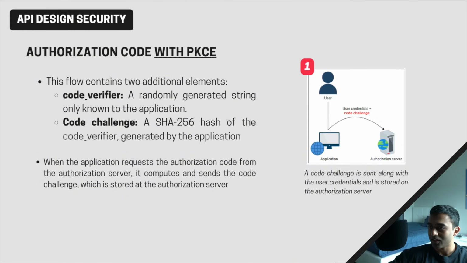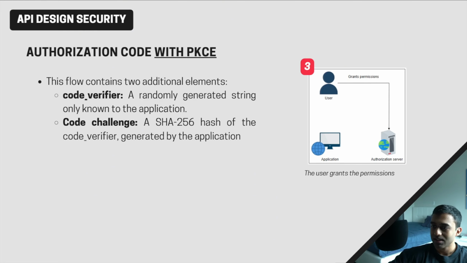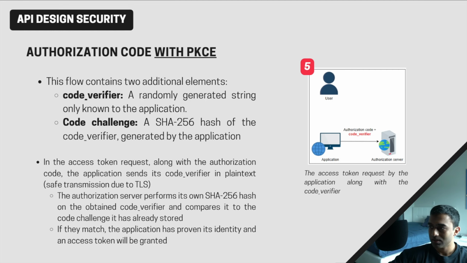So firstly, a code challenge is sent along with the user credentials and is stored on the authorization server. Then the authorization server asks the user to grant permissions, and then the user grants the permissions, and the authorization code is sent to the application and redirects the user to the redirect URI. So the authorization server returns the authorization code to the application just like the standard authorization code flow.